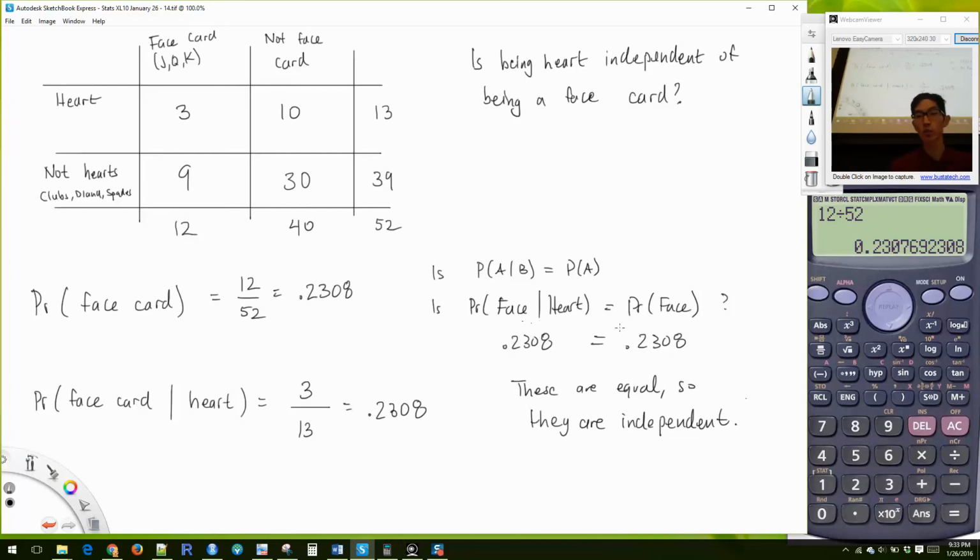Okay. Now, do not mess this part up, okay? Sometimes people will ask the wrong question. They'll say, is the probability of face card given heart equal to the probability of a heart? Okay? And you do the math here, they are not going to be equal. And then they're going to say, well, because they're not equal, they are dependent. But this is the wrong thing to check, okay? These will not be equal, okay? But this is the wrong thing to check.